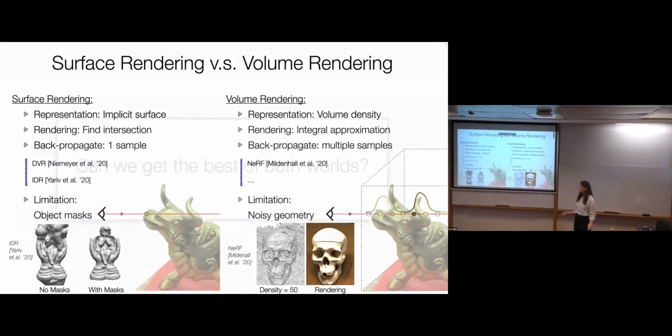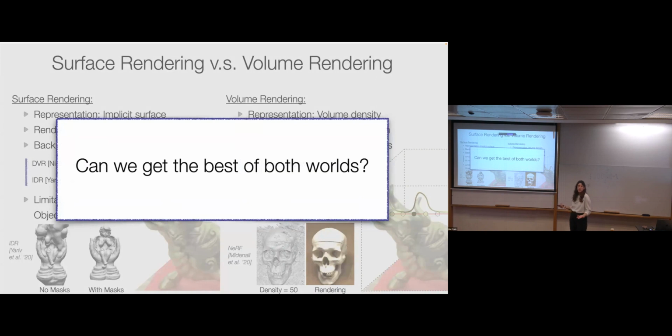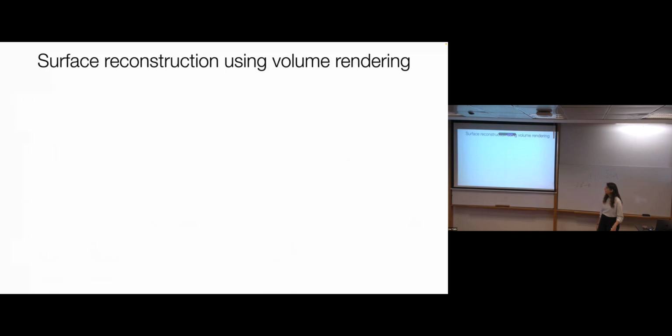Okay, so our next thing that we want to ask is, how can we get the best of both worlds? How can we maybe combine these two concepts? Maybe we can do surface reconstruction and have accurate geometry, but not need the additional signal of masks. And this is going to lead us to the next thing: we want to do surface reconstruction using volume rendering.